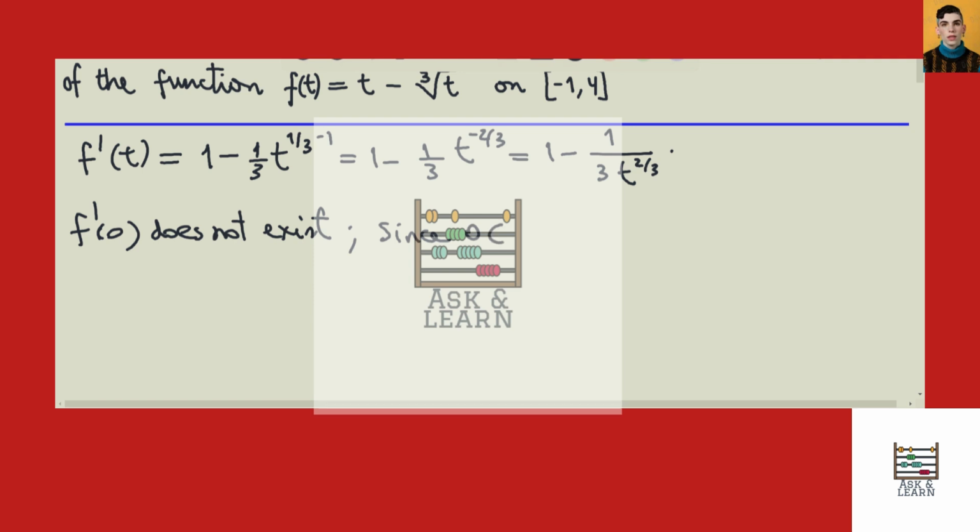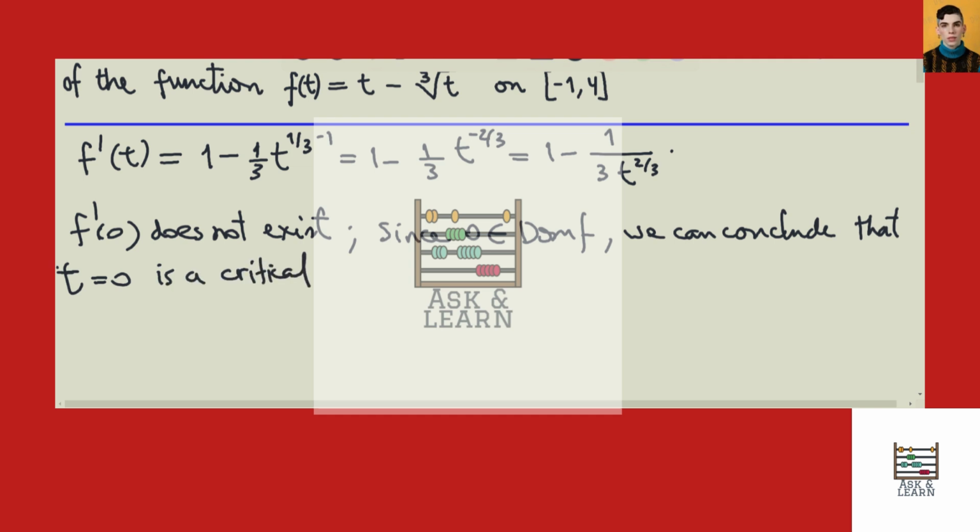Now 0 is a point in the domain of f. In fact, f at 0 is 0. And because 0 is in the domain of the function and the derivative of f does not exist at that point, we can say that t equals 0 is a critical number of f by definition.